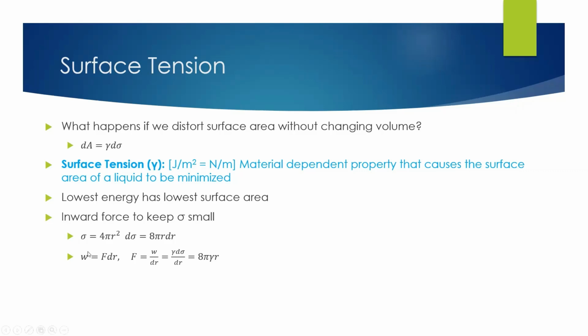The surface area of a sphere is 4 pi r squared. And so if we want to know d sigma, we take the derivative of that with respect to r and find that it's 8 pi r. The work in this case is equal to dA. Remember that dA is equal to our total work. And so we can also relate this to the force times the derivative of distance, dr. And we can rearrange this to find that the force that happens as we're holding these molecules together is 8 pi gamma r, from plugging in d sigma and then dr here.